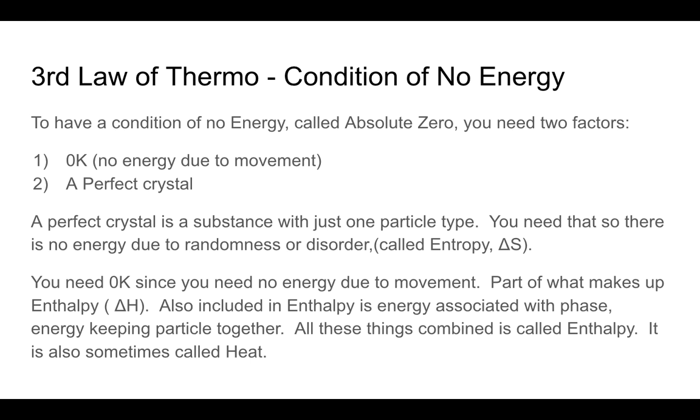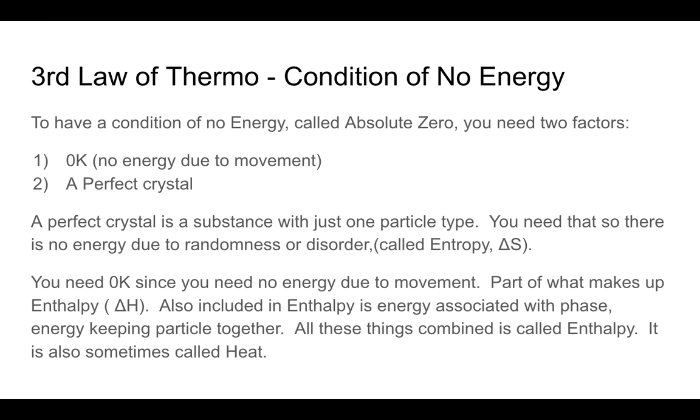The third law is a little bit harder to explain, and it's used a lot in other things in thermodynamics. But what it is, is the condition where there is no energy. To have no energy, which is called absolute zero, you have to have two things. You have to be at the temperature of 0 K, no energy due to movement, plus you have to have what they call a perfect crystal. The reason is, a perfect crystal is a substance that has only one particle type.